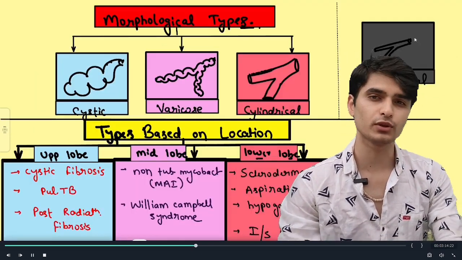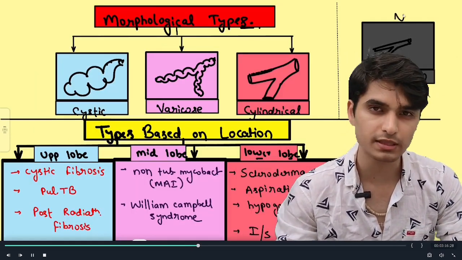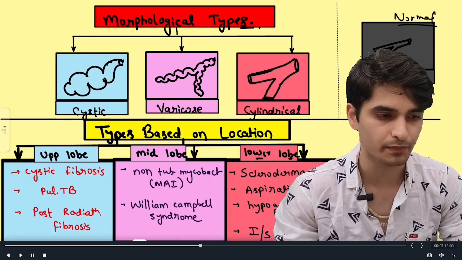Okay, now we will go for the morphological appearance. Okay, normally the bronchi appear to be like a tubule, right?